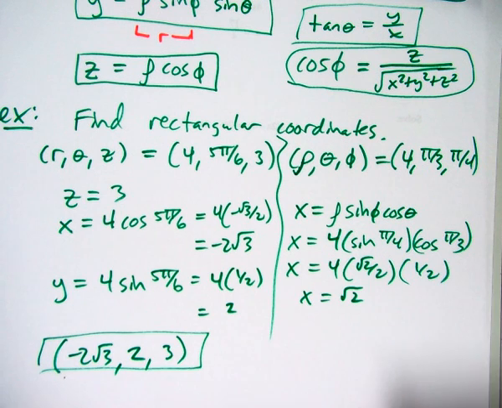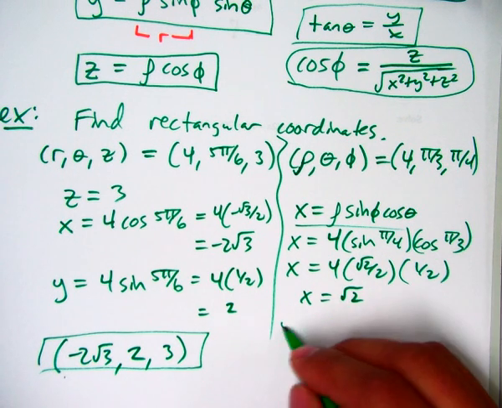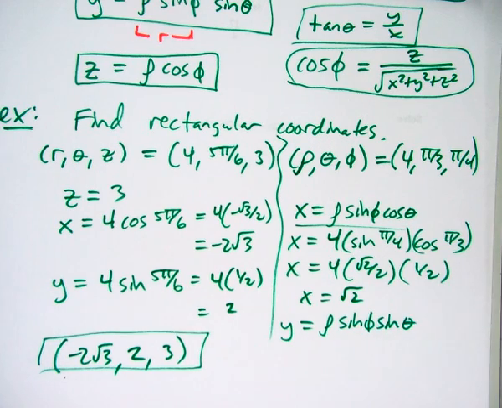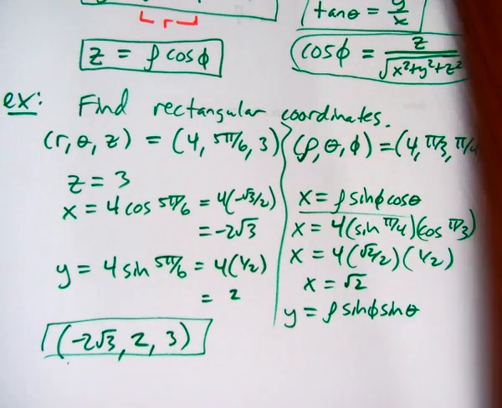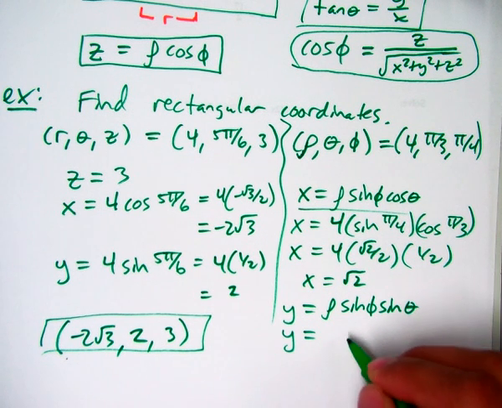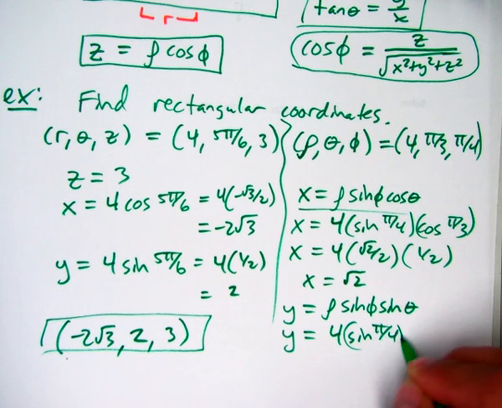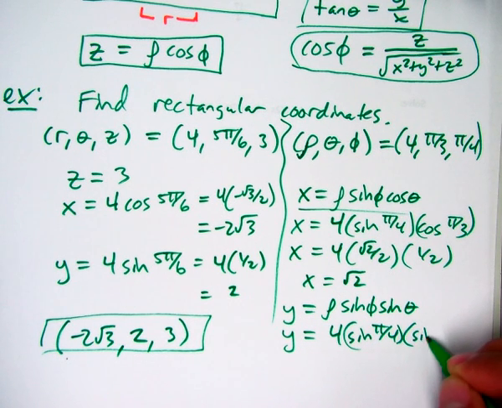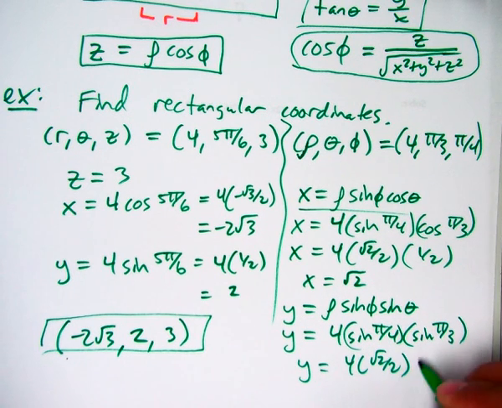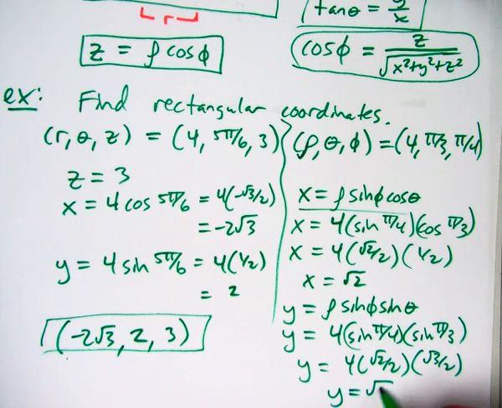Y is done similarly. Y is rho sine phi sine theta. I know I'm going kind of quickly, but you guys will get there once you start going through the homework. Rho is just 4 sine pi over 4. Bless you. Sine pi over 3. So 4 times root 2 over 2, sine of pi over 3 is root 3 over 2. So this is just root 6.